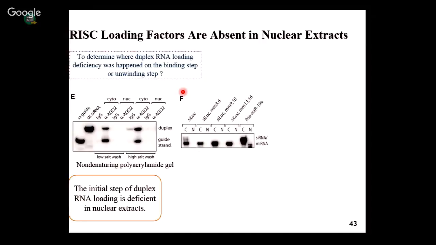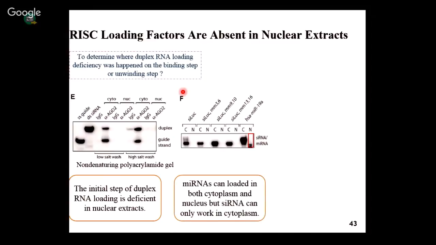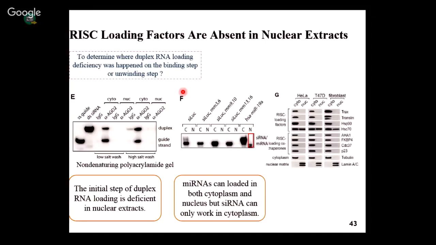They had observed microRNA and Dicer activity in cell nuclei before, so they then examined loading of the microRNA. Like fully complementary RNAs, the mismatched duplexes were loaded in the cytoplasmic extracts, but were not loaded in the nuclear extracts. But the microRNA showed loading in both the cytoplasmic and the nuclear extracts. So this data shows that the microRNA can load in both the cytoplasm and the nucleus, but the siRNA can only work in the cytoplasm.